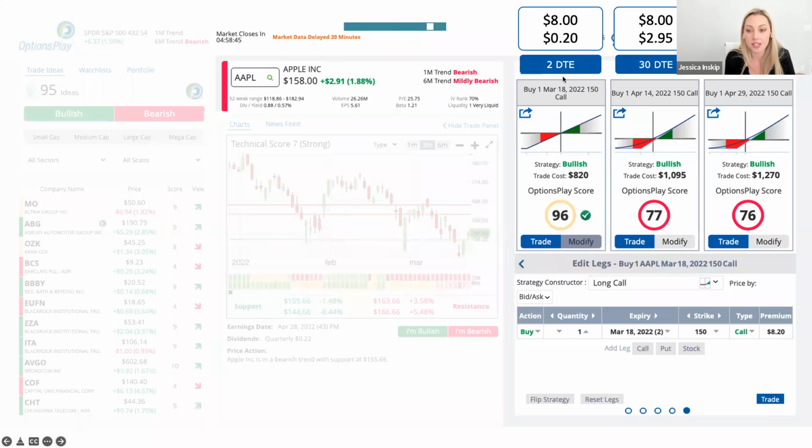But the 2DTE has 20 cents left of extrinsic value. So not too much, and that's because it's at the end of its expiration. Go 30 days out, you've got 295. Another 15 days, you've got 470. So this 30 days isn't double this price, if you do the math there.